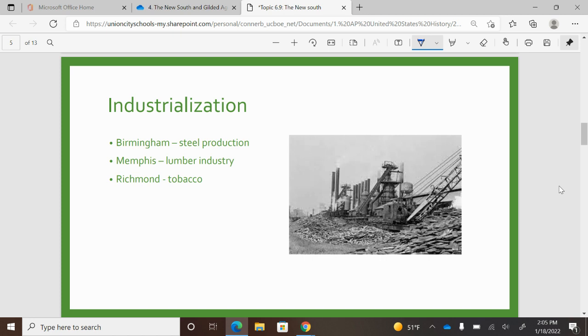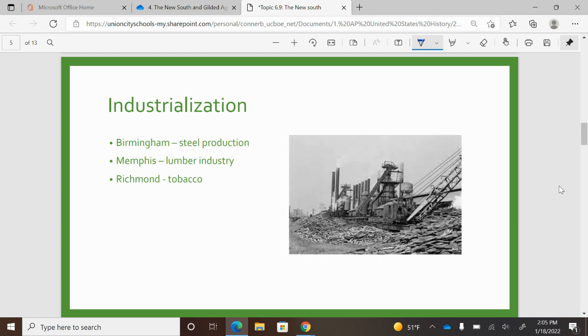If you look at the picture on the right, this is the Sloss Furnace factory in Birmingham that came about during this time period, and it's still around today. It's a historical site. It's not a steel mill anymore. It's used for heavy metal concerts, ghost hunting, and stuff like that.